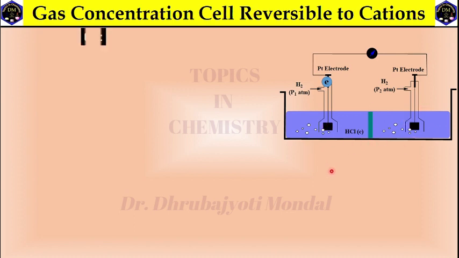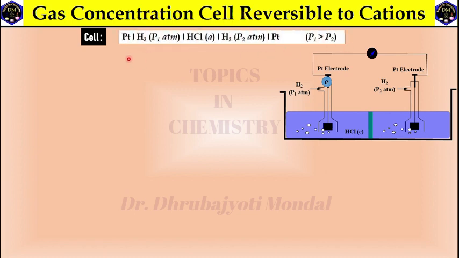Okay, so what is the cell? You can see this is the cell. Cell notation: platinum, hydrogen at P1 atmosphere pressure, a vertical line, H+ with activity A, a vertical line, H2 at P2 atmosphere, a vertical line, platinum. The condition is P1 greater than P2. Now I am going to explain why this is the important condition to make the cell reaction spontaneous.